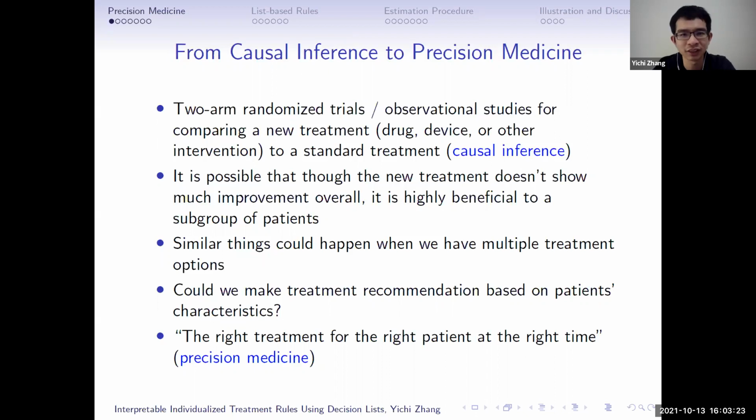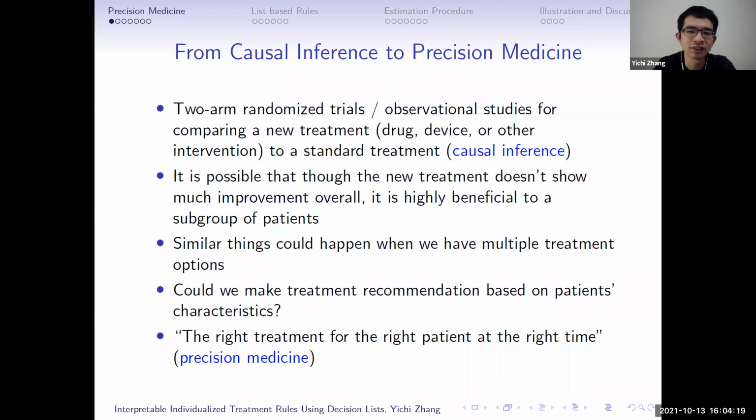It is quite common that we need to compare a new treatment to a standard treatment using either randomized trials or observational studies. And this is often a central topic in causal inference. Nowadays, many people have started to realize that it is hard to find a new treatment that performs really well on the whole population. But even if the new treatment doesn't show much improvement when we take the average over the whole population, it may still be beneficial to a subgroup of patients. A treatment might work for this group of patients but not for the other groups. Similarly, a treatment may work for the current period but not for a future period.